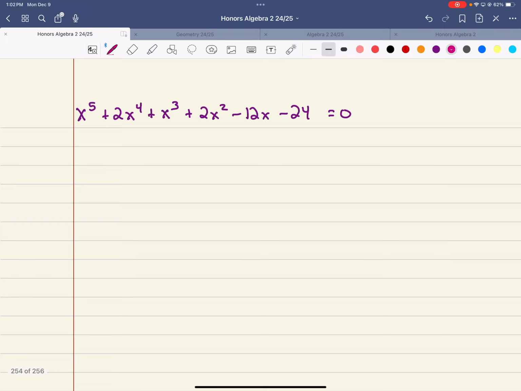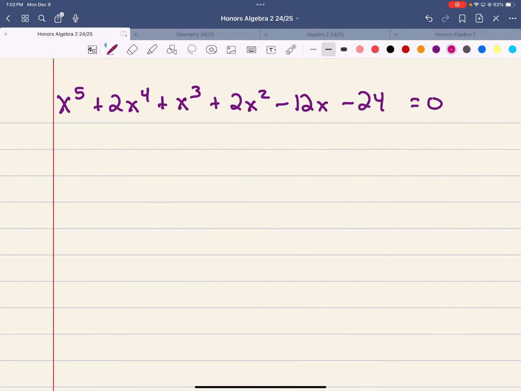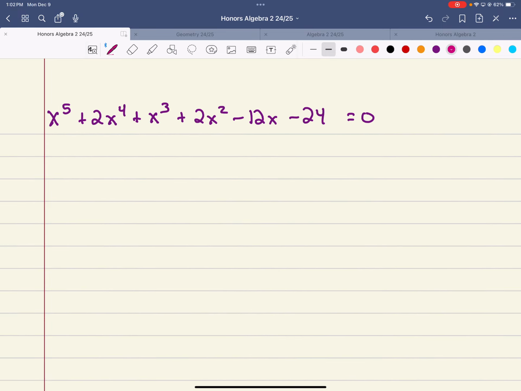Let's have more fun. Let's look at this one. So now we don't have 4 terms, so we're not going to use the box method. The box method might work, but it might not work. Box method ain't going to work if we've got 5 terms.